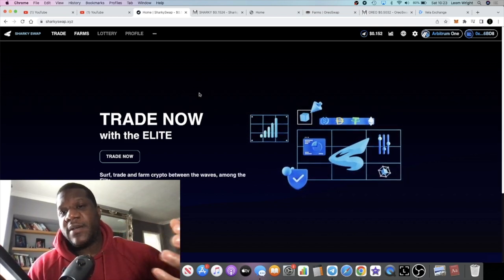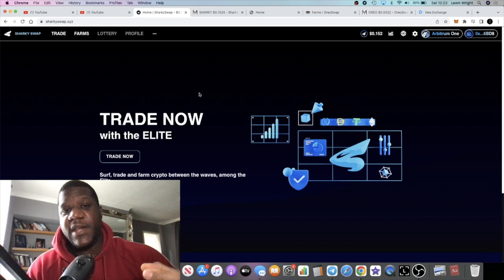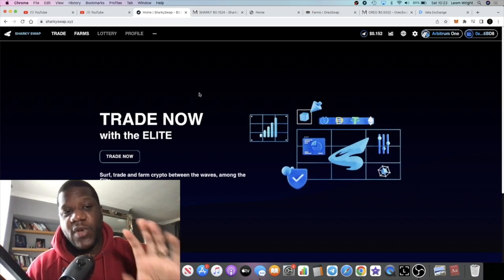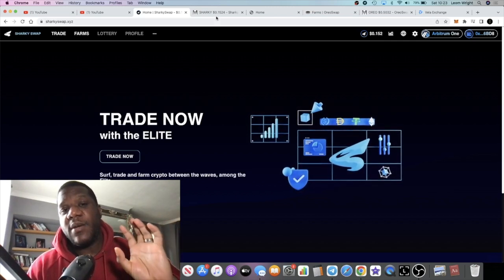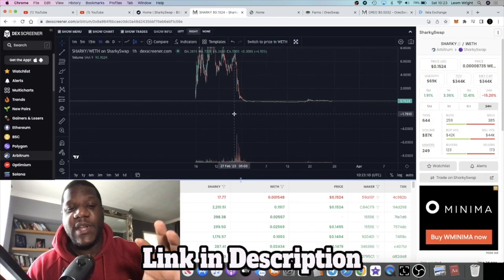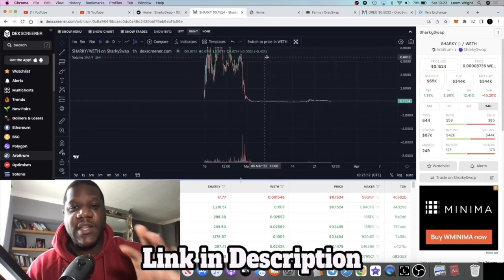This is one that I talked about on the channel previously, and it looks like a pretty degen, but with huge upside potential opportunity right now. We'll take a look at the chart on this.